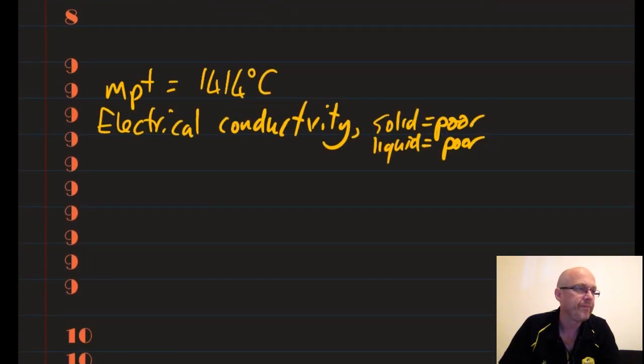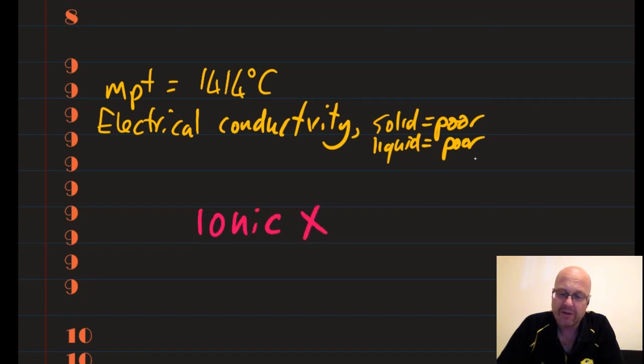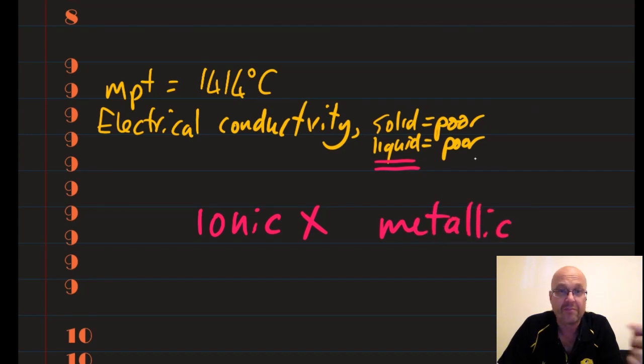9. So if it's an electrical insulator, then it can't be ionic, because if you melt an ionic compound, you have freely moving ions and they conduct electricity. Definitely can't be metallic bonding, because that conducts electricity both as a solid and a liquid. Freely moving delocalized electrons allow that to happen. So we're just left with covalent.